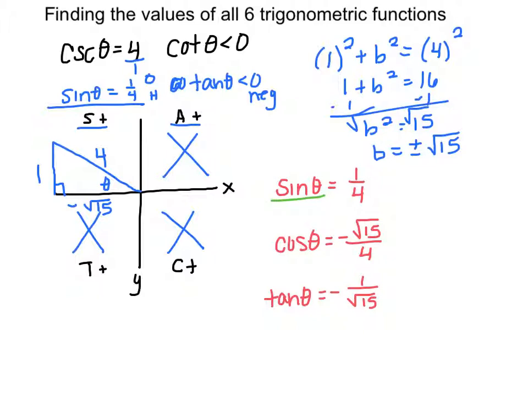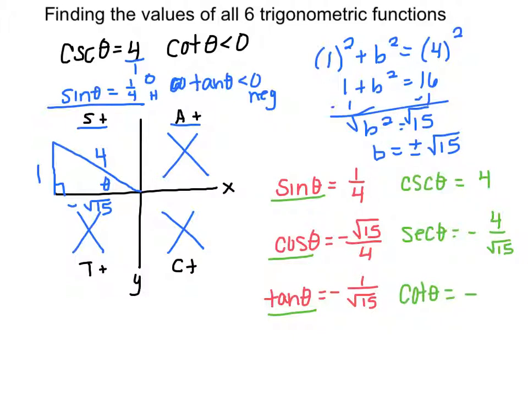So the reciprocal of sine is cosecant theta. Therefore, I flip 1/4 or take the reciprocal, which is 4 over 1, or 4. The reciprocal of cosine is secant theta. The reciprocal of negative root 15 over 4 is negative 4 over root 15. The reciprocal of tangent is cotangent of theta. So the reciprocal of negative 1 over root 15 is negative root 15 over 1, or just negative root 15. I now have all 6 trigonometric functions.